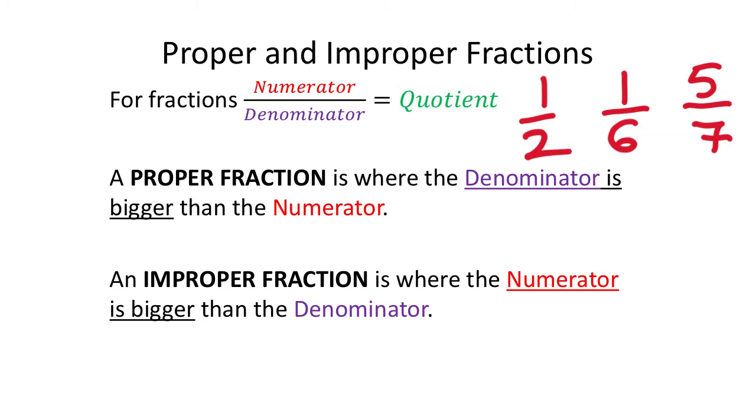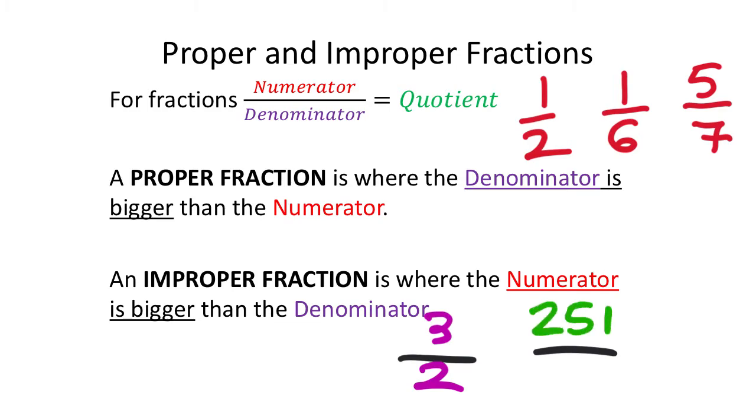An improper fraction is where the numerator is bigger than the denominator. So that would be an example such as 3/2. Or you could say, again, it doesn't matter, it could be like 251 over 17. Okay, we just need the numerator to be bigger than the denominator. That is an improper fraction.